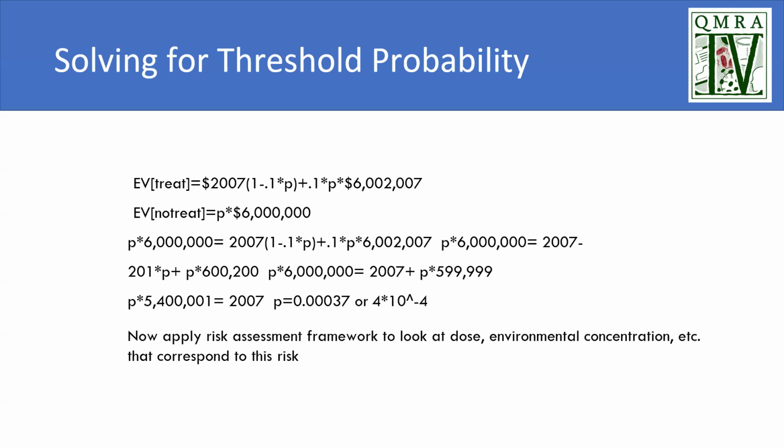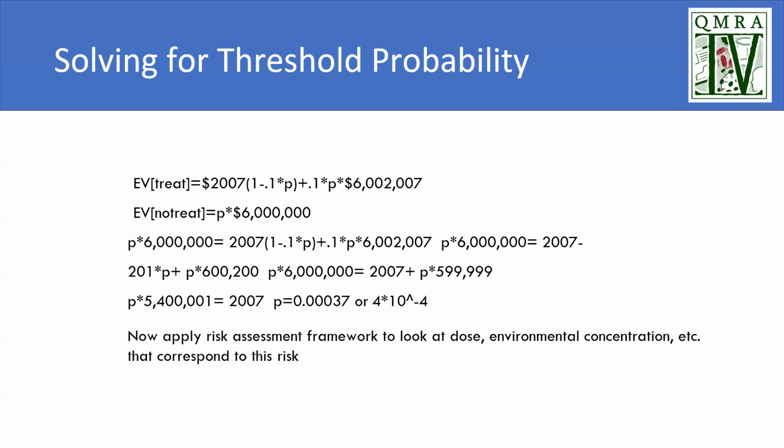So in order to calculate the value for P, we're going to set these two equivalent values equal to each other because now we have two equations with one unknown. So we're going to set P times 6,000,000 equal to the expected value equation that we just derived for the treatment. And when we do the math here, we find that P is equivalent to 0.00037, or 4 times 10 to the minus 4.